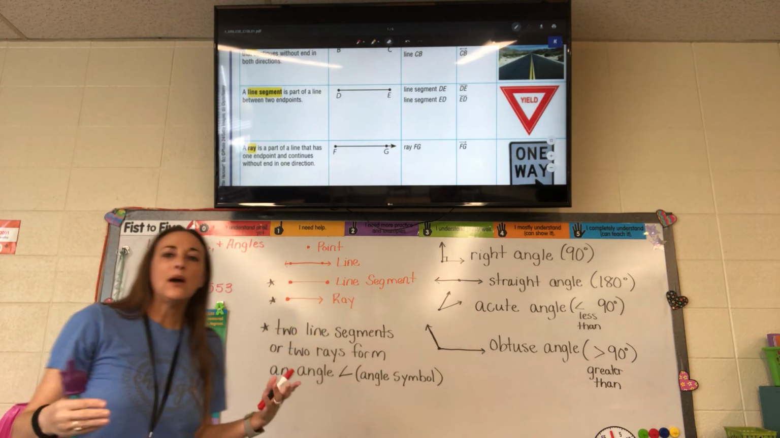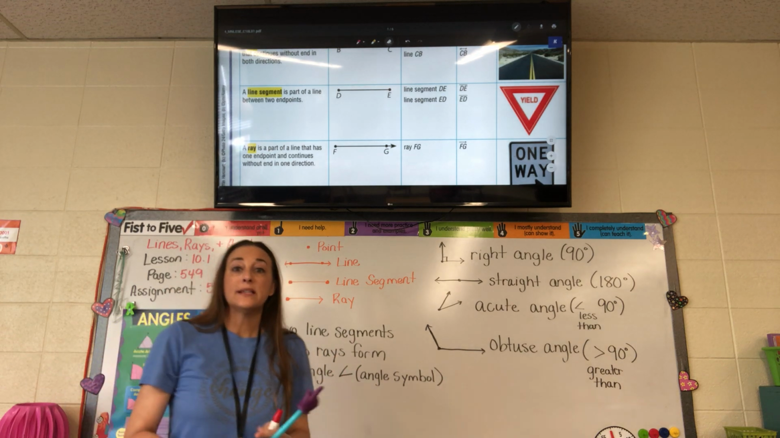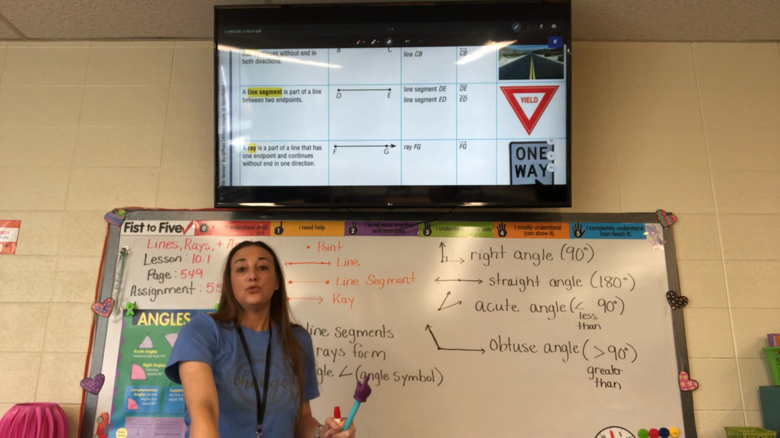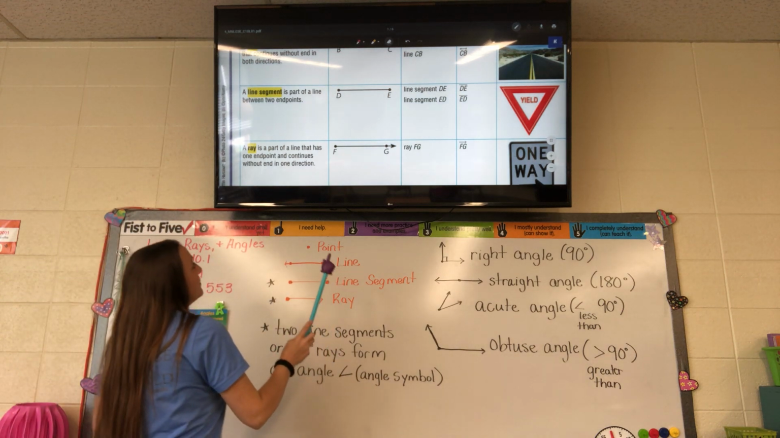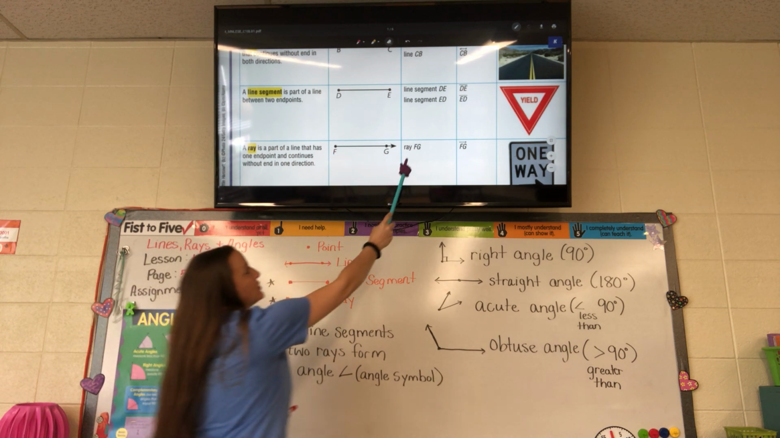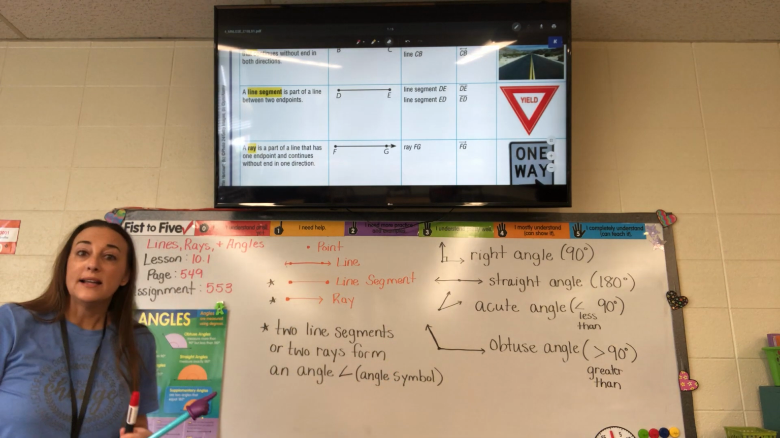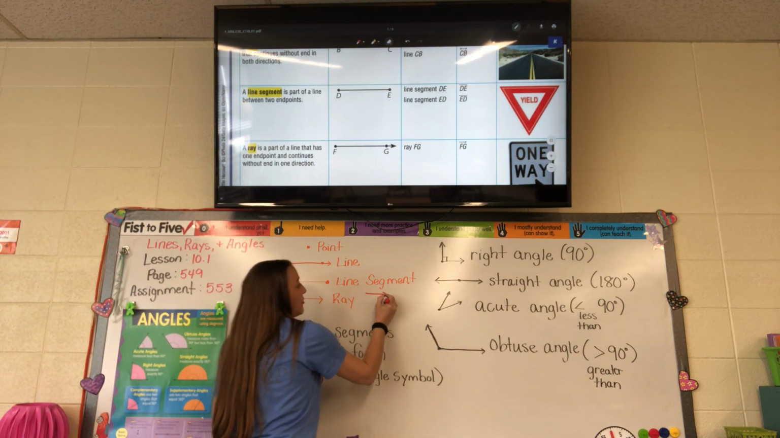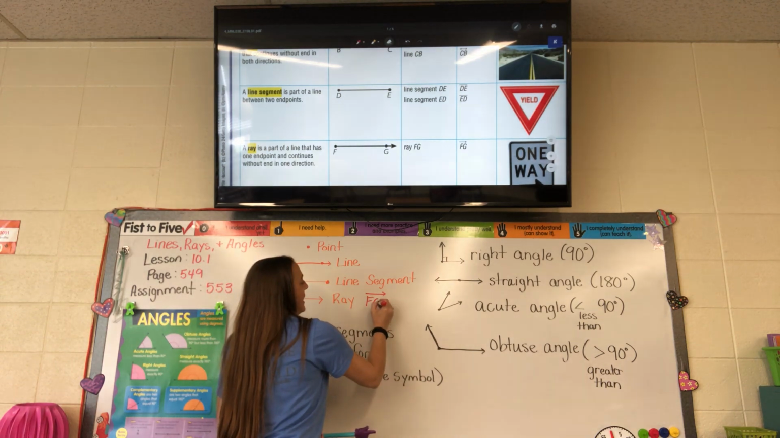What I always think about when I'm talking about rays are sun rays. Sun rays start at the sun, that's their endpoint, and they shoot down towards Earth, and they keep going on forever. So this ray has the points labeled F and G, so you would say it as ray FG. Just like the line and the line segment, to name or describe a ray, you put a little mini ray symbol, and then the letters.